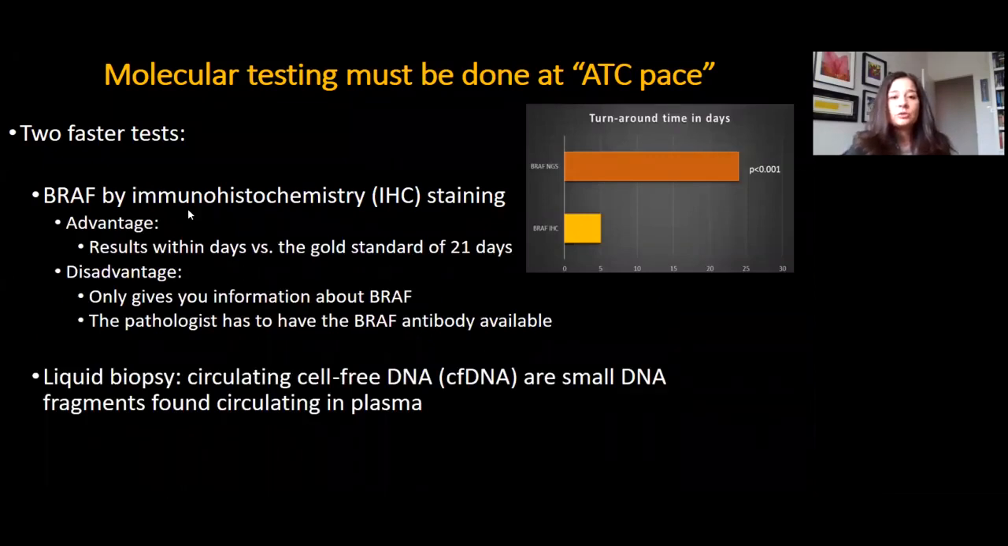So BRAF by immunohistochemistry staining, or IHC, we can get results within 2 days at MD Anderson, whereas with mutation testing the traditional way, it takes about 21 days at MD Anderson. And that was a real advantage because our first trial after we established FAST was a BRAF mutated trial. And so we needed something that was going to identify these patients very quickly, because if not, they'd get too sick and they wouldn't be able to go on trial. The disadvantage is that you only find out about BRAF, and some centers do not have the ability to stain these slides, and they have to send them out.